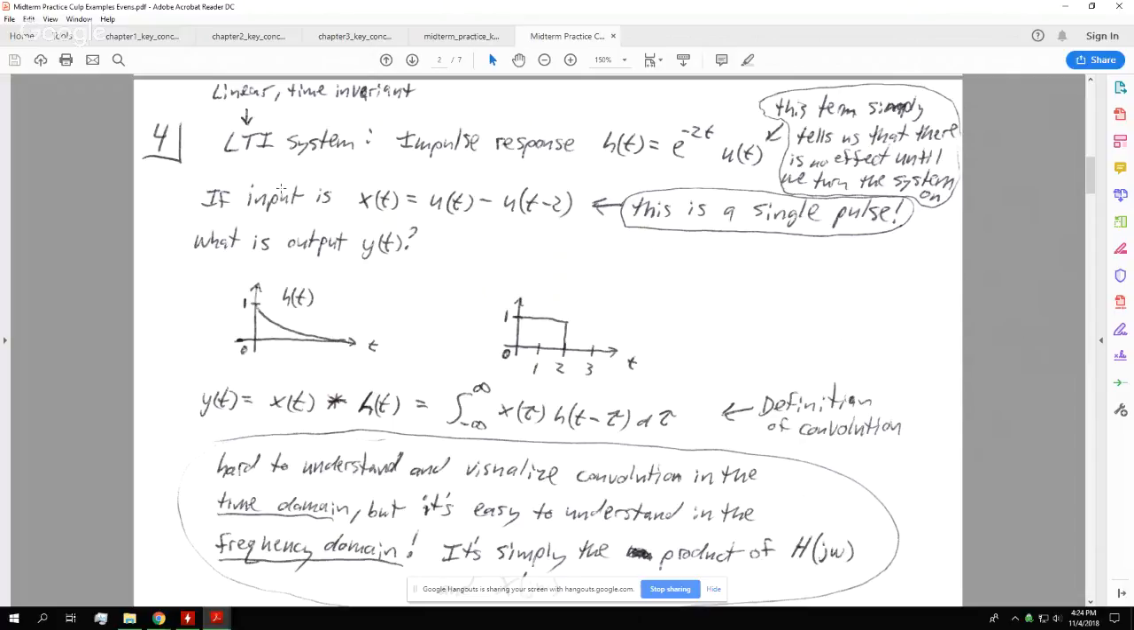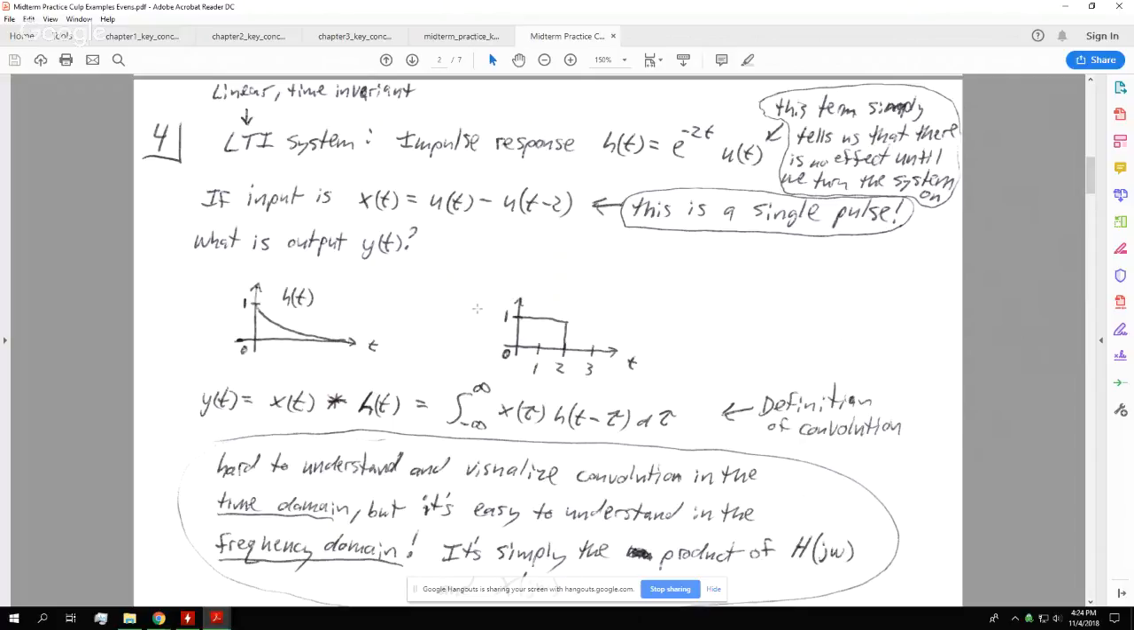Now our input, x of t equals u of t minus u of t minus 2. This right here is the unit step, and we modify this unit step by subtracting a delayed version of it. And so our end result is just a single pulse. Think of a Morse code operator. If our system is a transmission line that goes from one end of the country to another, this is just a tap on the Morse code machine. So anyways, our question is, what is the output given these circumstances?